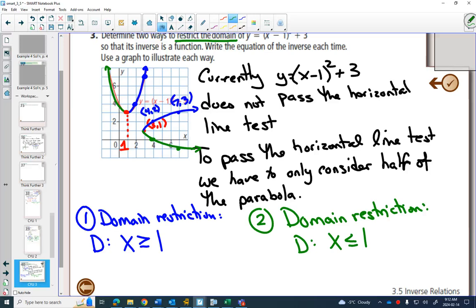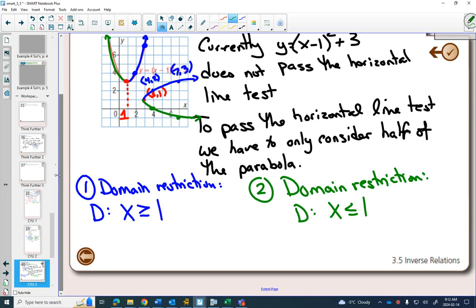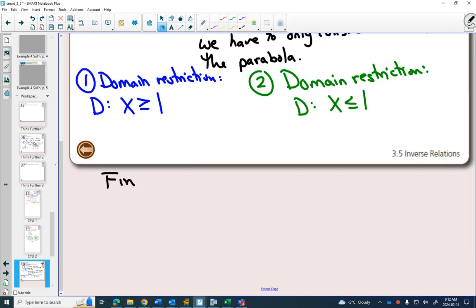And we need to write the equation of the blue graph for the inverse of the blue one. And we need to write the equation of the green graph for the inverse of the green one. So I'm going to leave a little bit of space underneath each of these. And I'm going to remind you that you can find the inverse algebraically by switching x and y and solving for y.